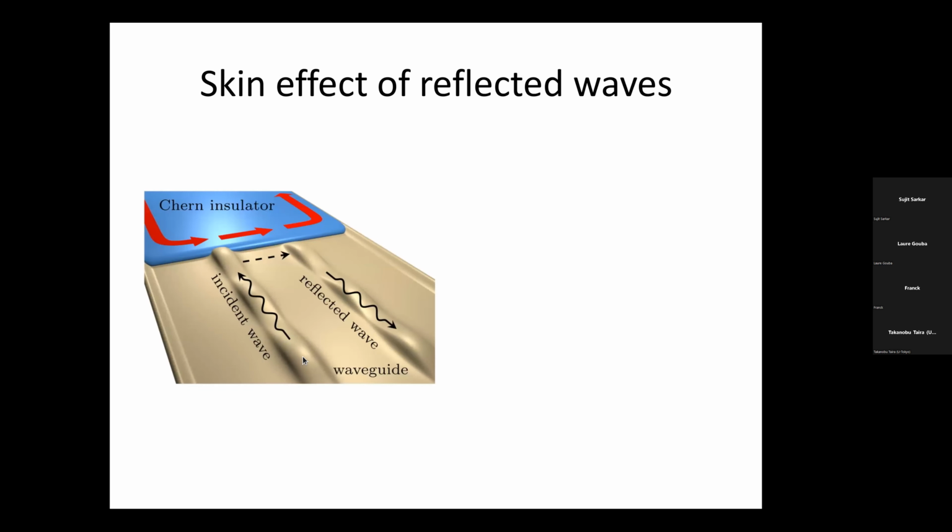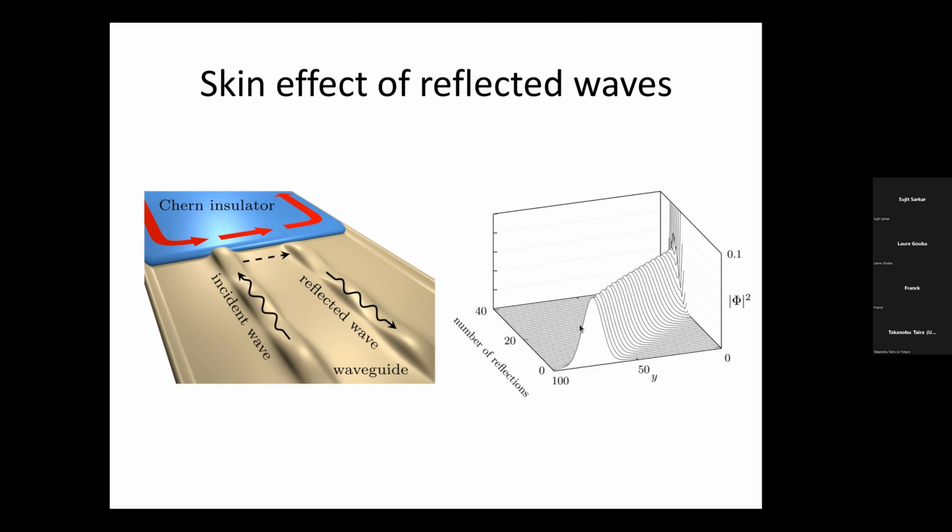So this is a cartoon of the behavior. You send in an incident wave. This wave gets reflected. This means the reflection matrix acts on this incoming state to produce an outgoing state. But the outgoing state is not at the same position. The outgoing state has been shifted. So this is a signature of the non-reciprocal, non-zero net bulk current associated to non-Hermitian topology in the Hatano-Nelson model.